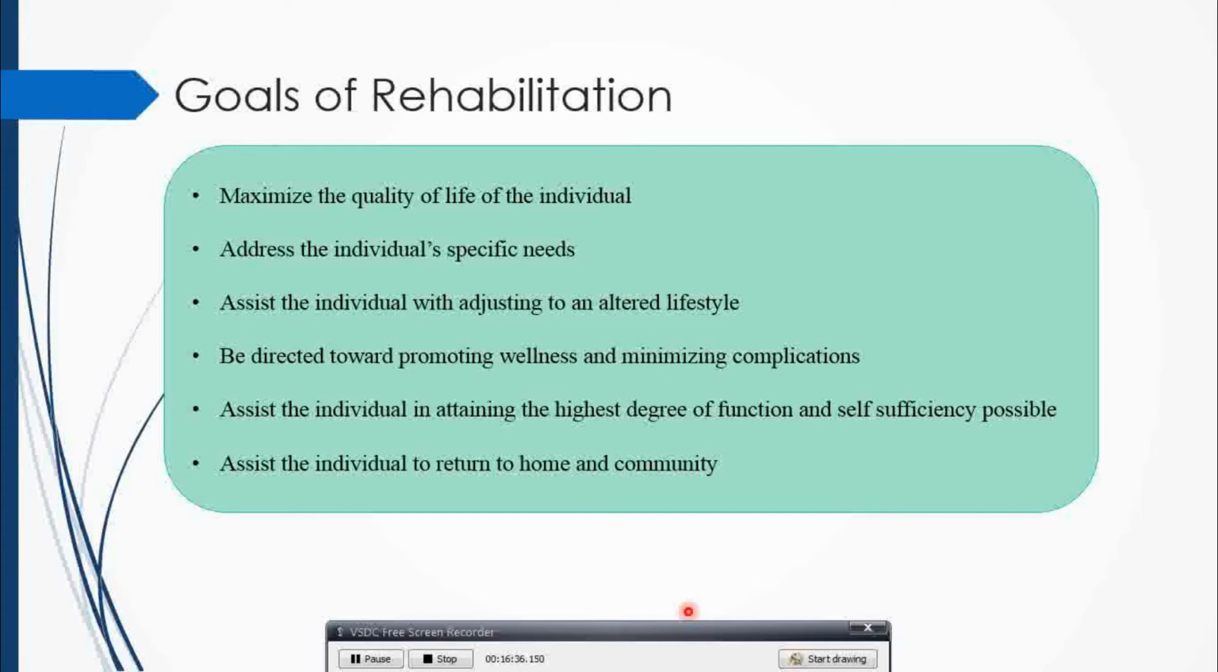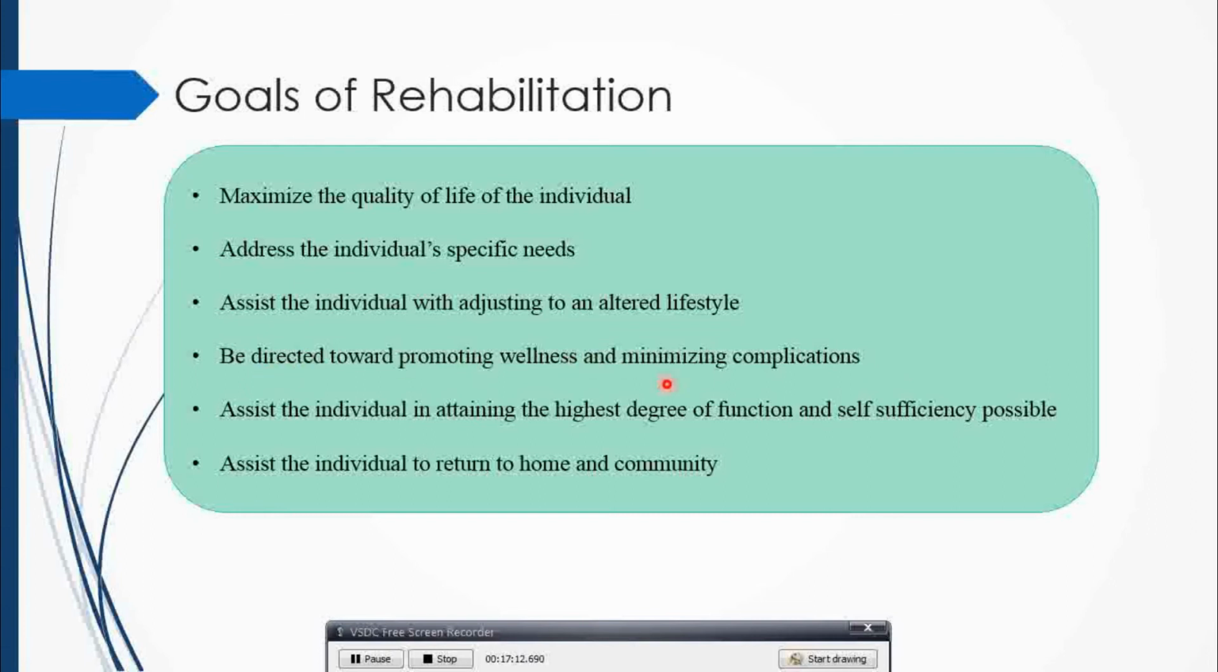Right. So if people ask you what's the goals of rehabilitation, it's basically to maximize quality of life the individual, and then we address the individual specific need. Kita cuba fulfill apa dia punya specific need. Assist the individual with adjusting to an altered lifestyle. Maknanya kita bantu dia untuk dia adjust. Sekarang ni mungkin dia sebelum ni dia gunakan dua belah tangan, sekarang dia guna sebelah tangan. So macam mana kita nak adjust dia supaya dia ada satu life yang altered, beza sedikit, berubah.